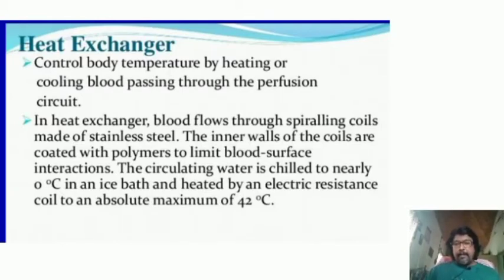So the blood is circulated in the spiral coil, and the circulating water is chilled to near 0 degree centigrade in an ice bath and heated by an electrical resistance coil to an absolute maximum of 42 degree centigrade. This is how they maintain the body temperature, and this is a very essential step. What happens when the body temperature is not regulated properly, that we have discussed in the class itself. I hope you remember the condition called isothermia, all those things and all.